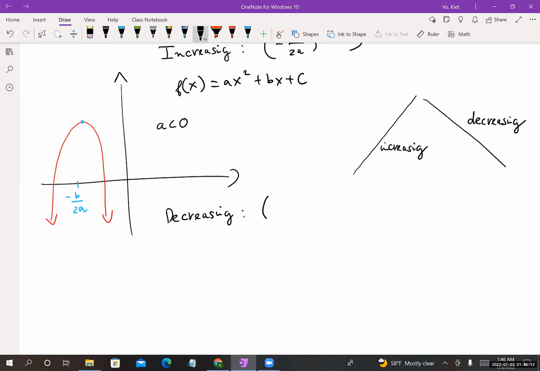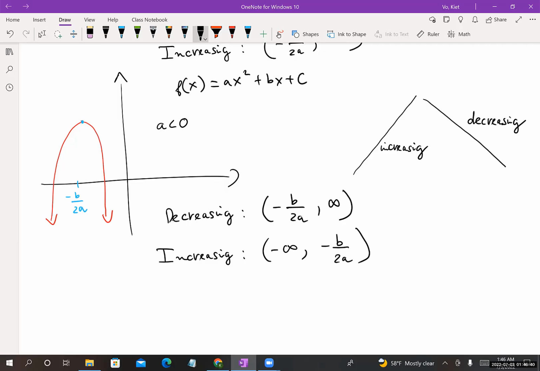would be from negative b over 2a to positive infinity, and this is increasing on the interval from negative infinity to negative b over 2a. Now, clearly, you shouldn't have to memorize this. Don't memorize this, okay?